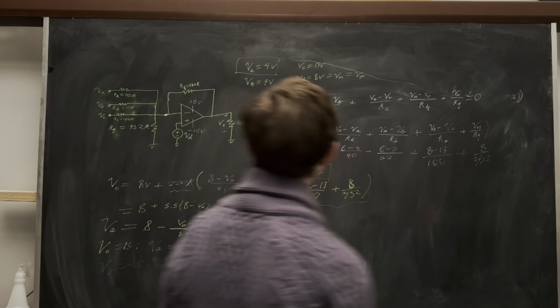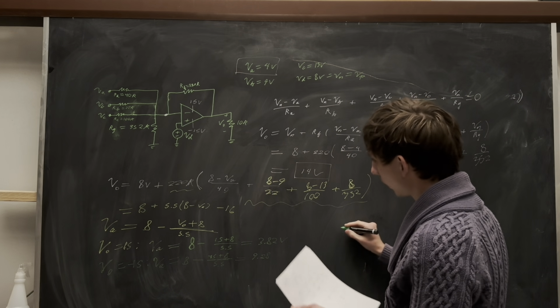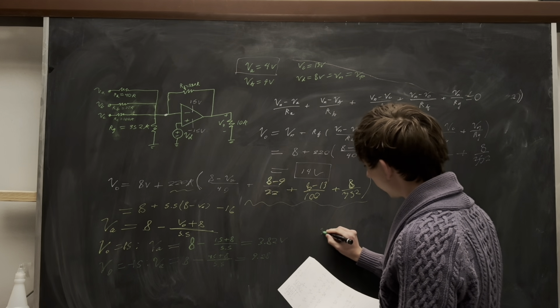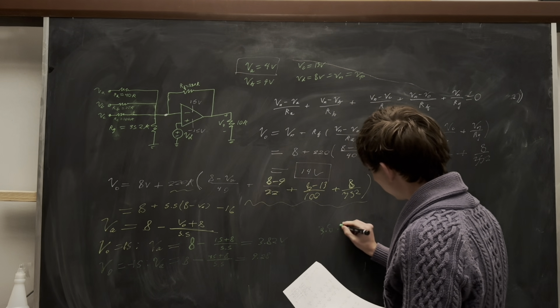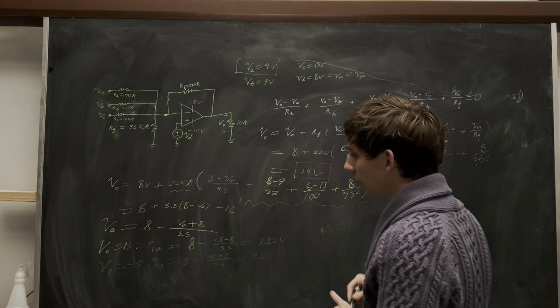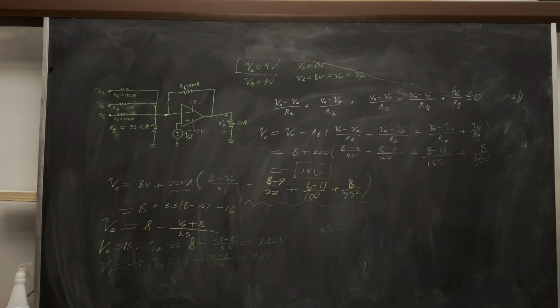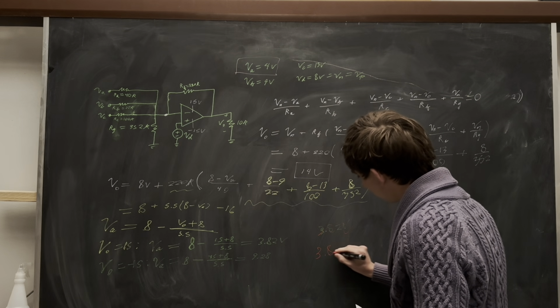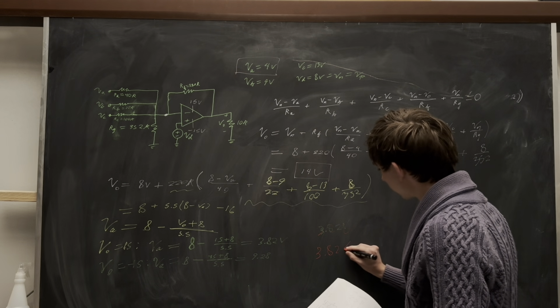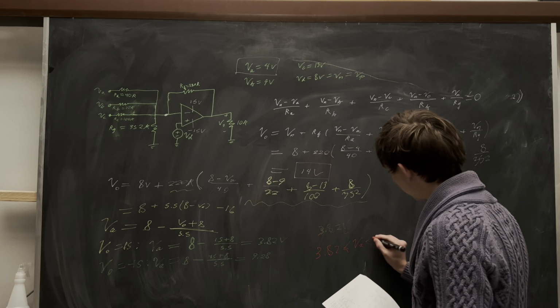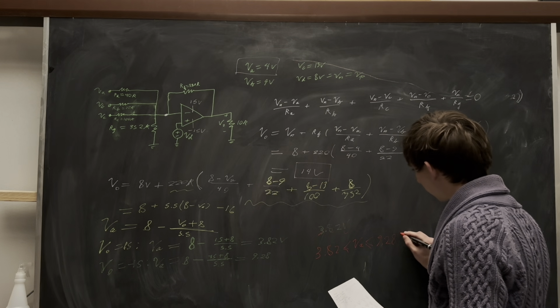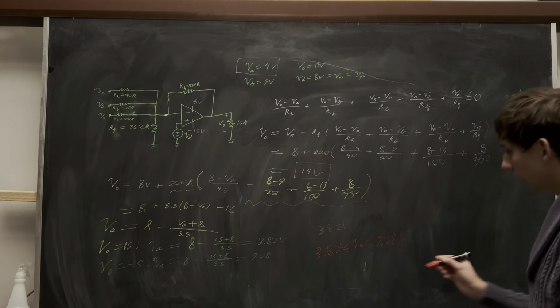So the final range we get is that VA is going to be greater than or equal to 3.82. That's really terrible. Markers have been very, very unimpressive. 3.82 is less than or equal to VA, which is less than or equal to 9.28 volts. And that's your final answer.